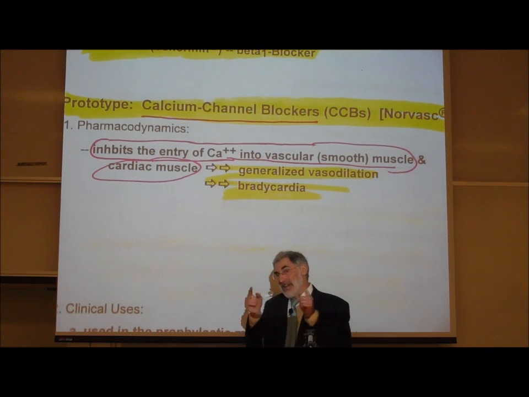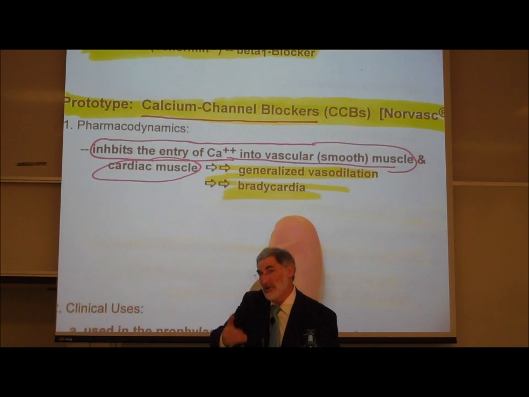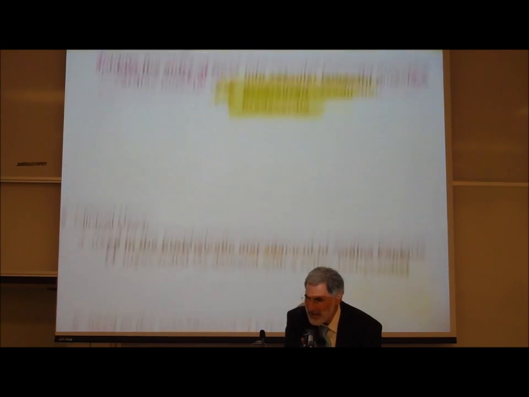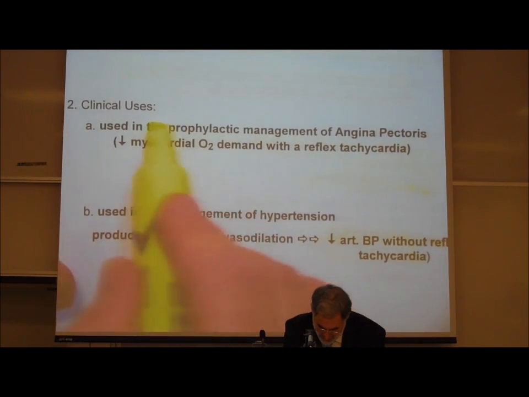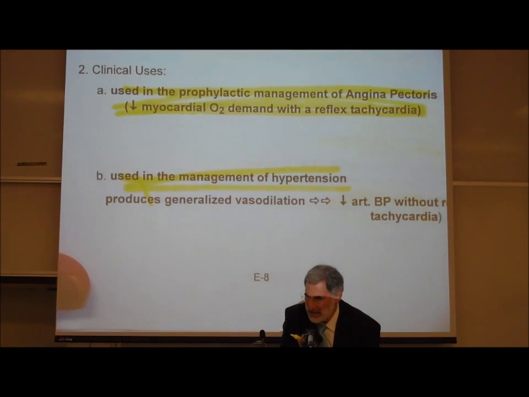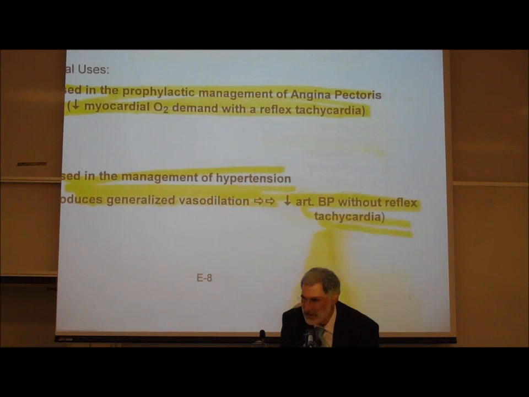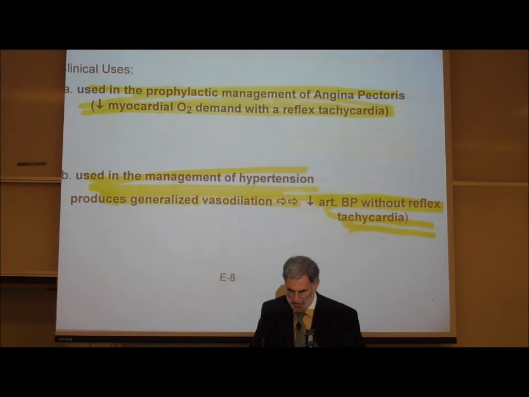So you can either take nitroglycerin, which causes generalized vasodilation, and a beta blocker, which slows the heart rate down, or you can just take a calcium channel blocker. That's why they're so popular. So they are used in the management of angina pectoris. They're also used in the management of high blood pressure because they cause generalized vasodilation without any increase in heart rate, and that lowers the blood pressure.